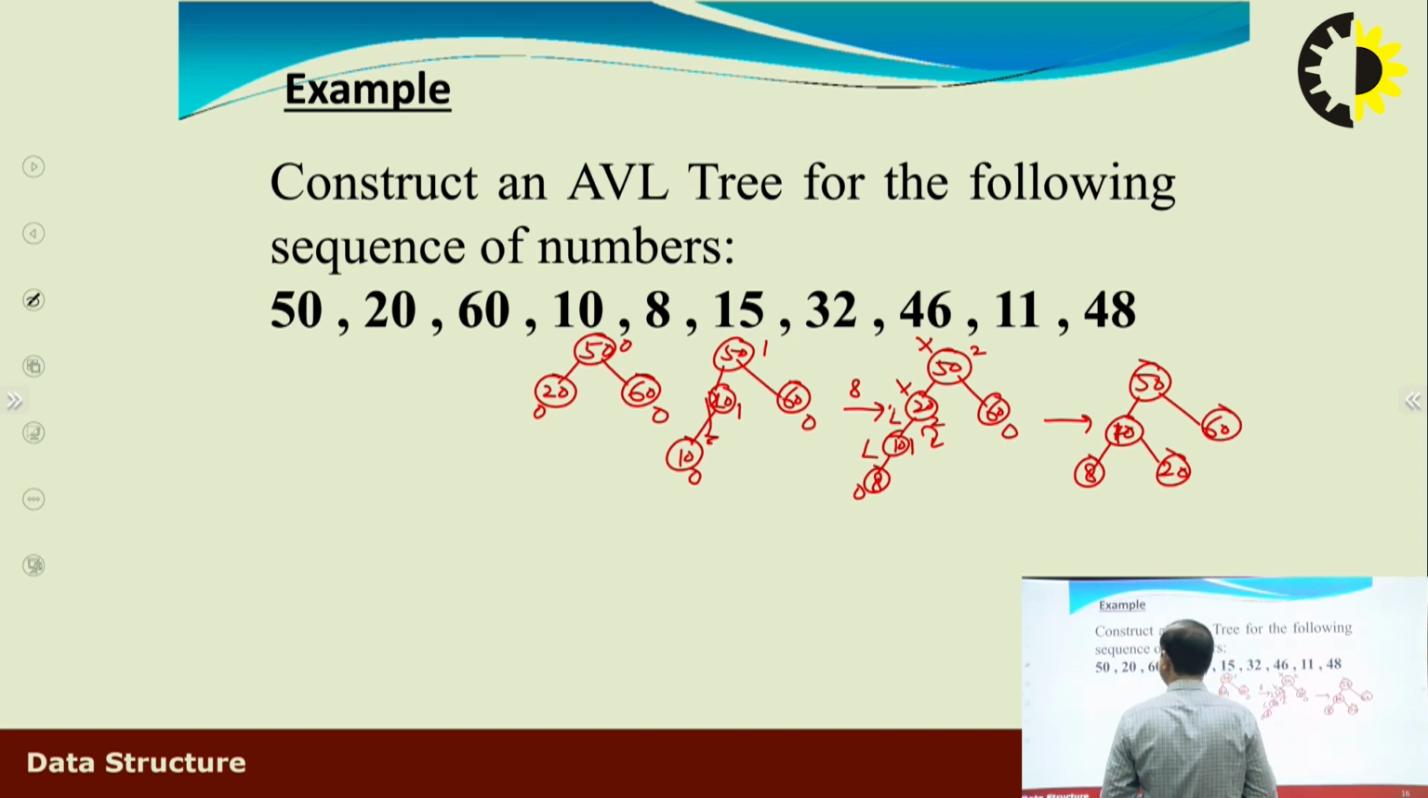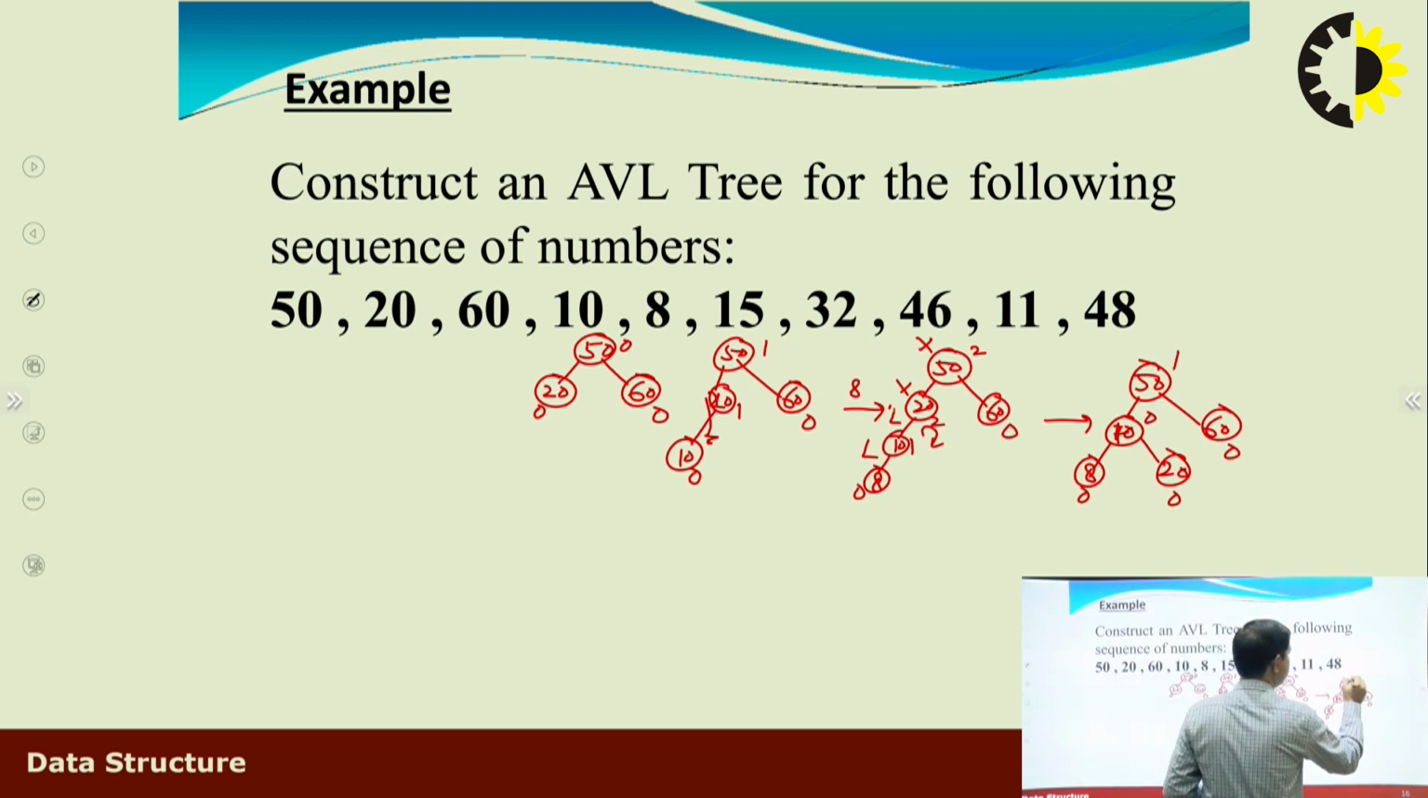If we calculate the balancing factor, then for 8 it is 0. For 20 it is 0. For 60 it is also 0. For node number 10, 1 minus 1, that is also 0. For 50, 2 minus 1, that is 1. That is, the tree is balanced.